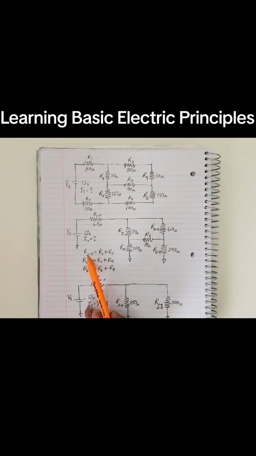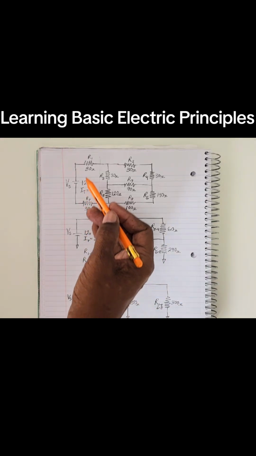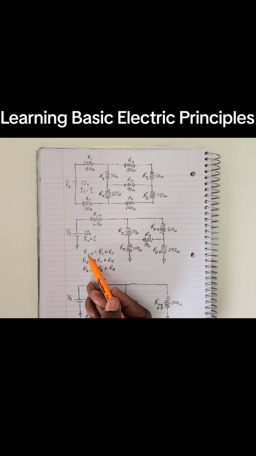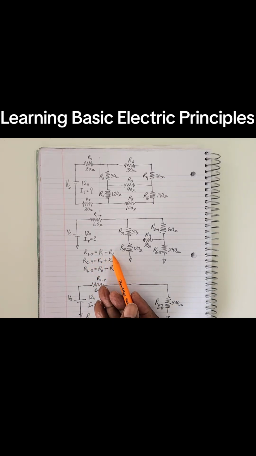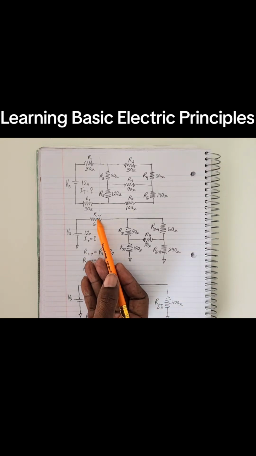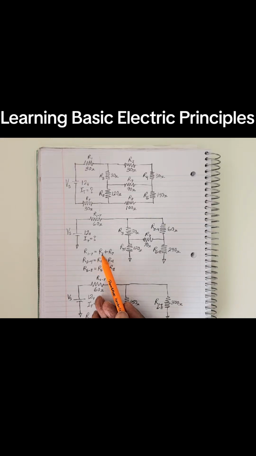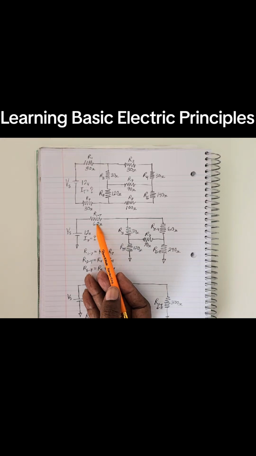So this is the way I've written it: R sub 1 dash 7. That's how I'm going to do it. That means resistor 1 and resistor 7. In other words, these two resistors added together give you this resistance here, R1 plus R7. 30 plus 30 is 60. So that's how we get this resistance.